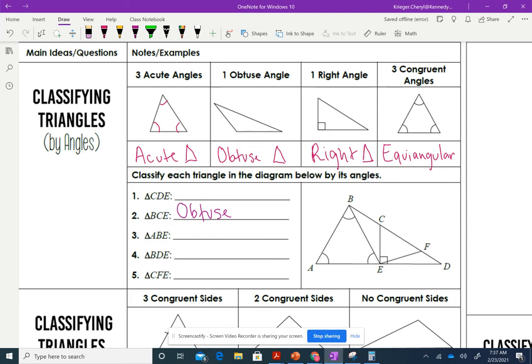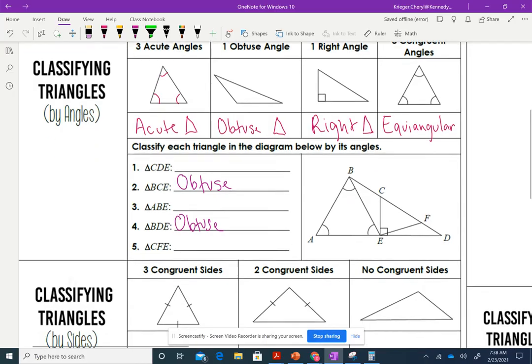All right, number 4, BDE. Okay, BDE. Well, I'm in luck. BDE looks like it is also obtuse. We see this 90-degree angle here. It's greater than that. So, also an obtuse triangle.